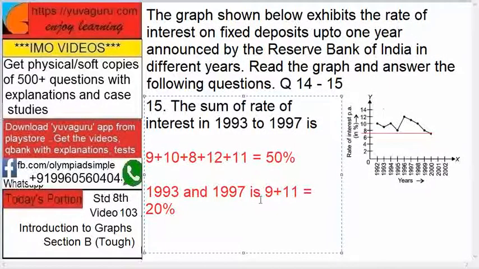1993 and 1997, then the answer would have been 1993 is 9 and 1997 is 11. Just add them and 20%. Here 2 and that's the difference.